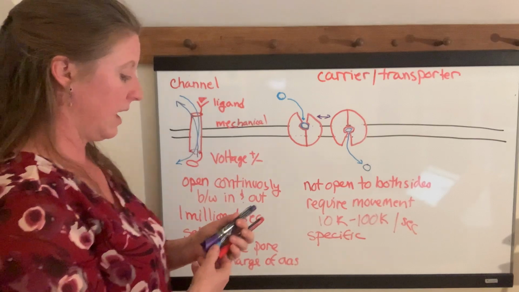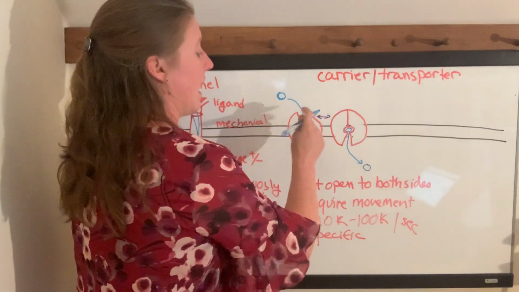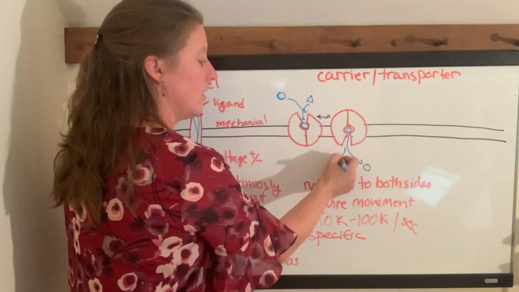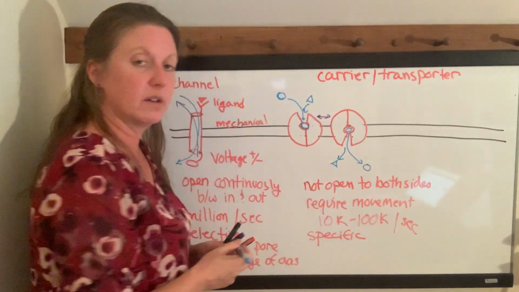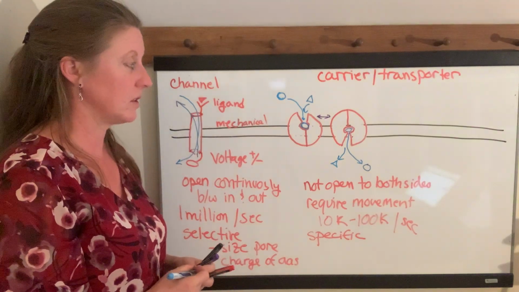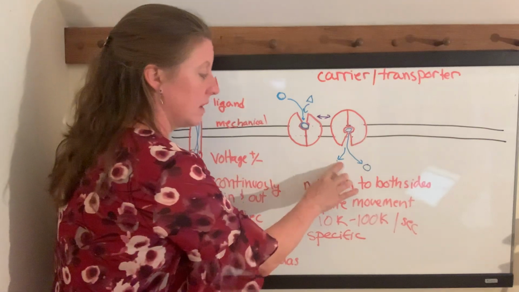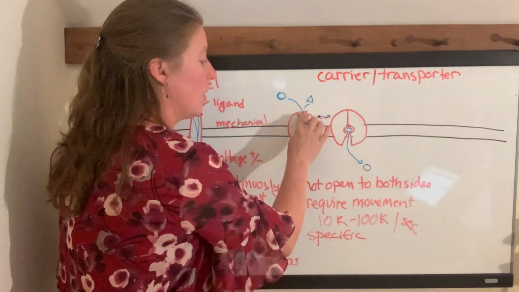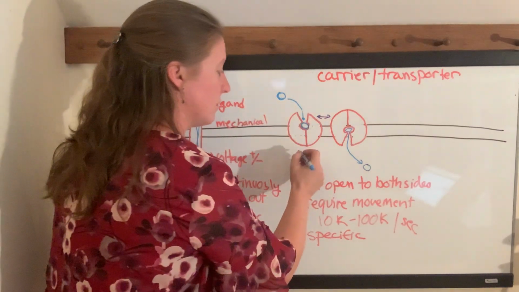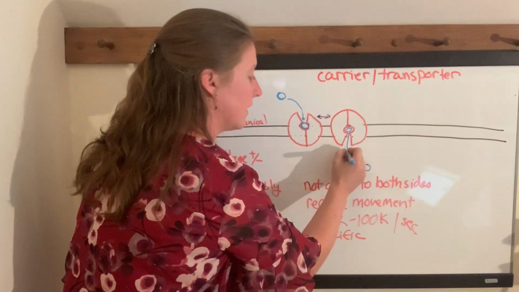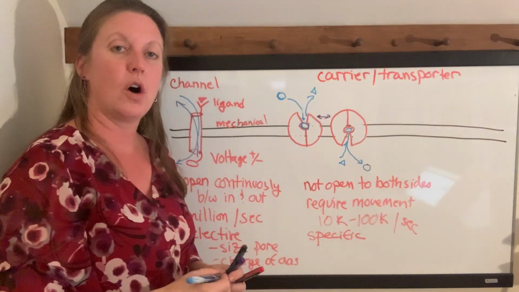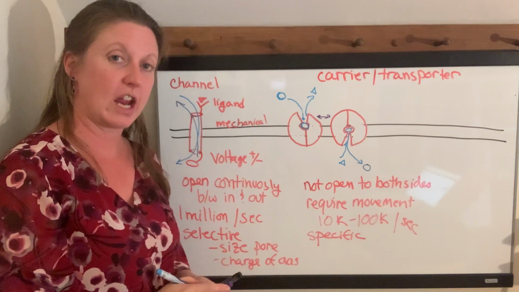Sometimes a transporter will have two pockets in here and can transport two substances from one side of the cell to the other. And that's called a co-transporter. They're both moving in the same direction. And sometimes transporters will move one substance in one direction and will move another substance in the opposite direction. And those are called antiporters or exchangers.